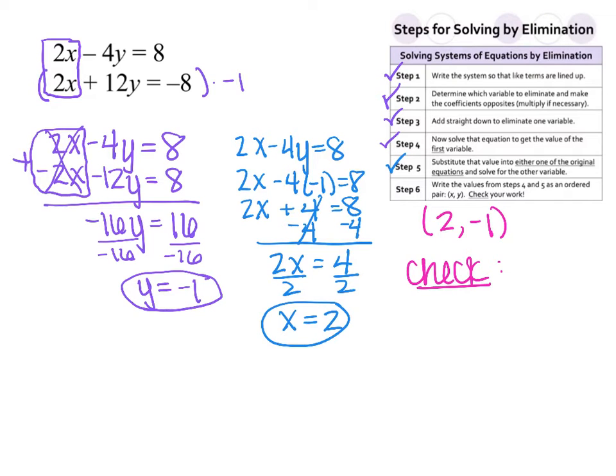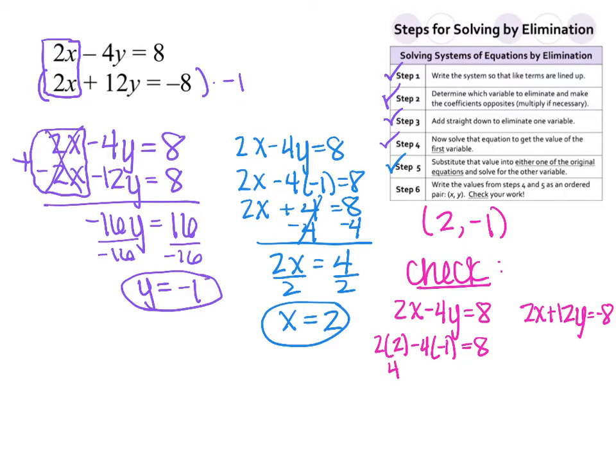check. So I need to check in both equations. 2x minus 4y equals 8, and 2x plus 12y equals negative 8. If I put 2 in for x and negative 1 in for y, are both of these equations true? Well, 2 times 2 minus 4 times negative 1, does that equal 8? 2 times 2 is 4, and a negative times a negative is a positive. 4 times 1 is 4. 4 plus 4, yep, that one checks out.